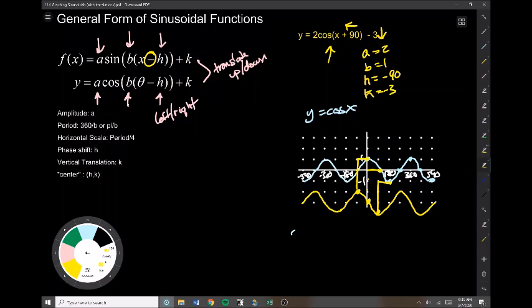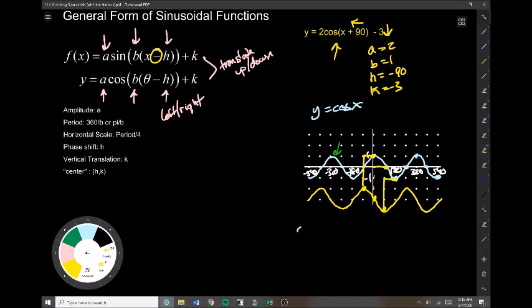Then I'd have to deal with this amplitude. I'm going to talk about that in a second, but I want to give a moment for this idea of translation to sort of sink in. What I just did was took this blue graph and moved the whole entire thing. I'll just grab it. Take that blue graph, take the whole entire graph, and move it left 90, down 3.